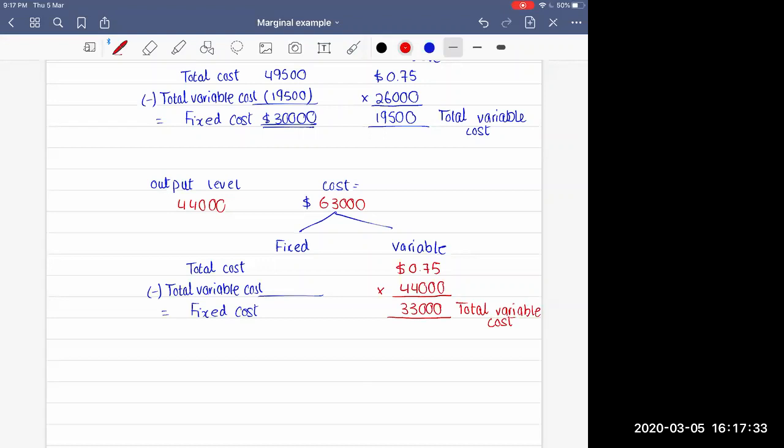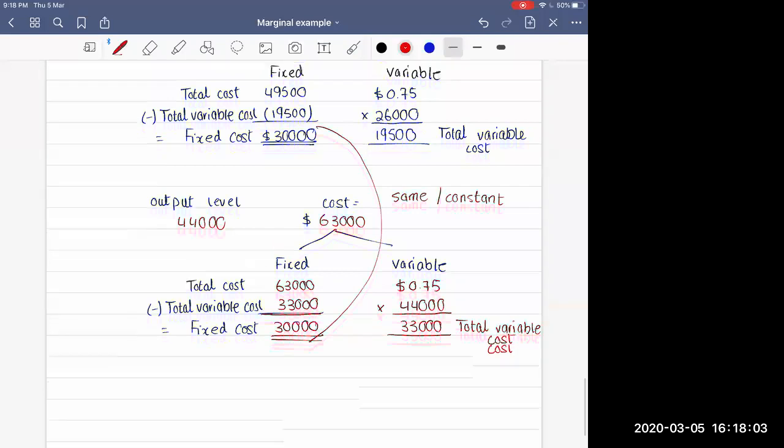Sir, if our total variable cost is 33,000 and our total cost is 63,000, 63,000 total cost minus total variable cost 33,000, I can calculate the amount of fixed cost. Hence, prove that har activity, har output level pe hamari fixed cost kya rehti hai? Constant rehti hai. Humne jab 44,000 units pe apni fixed cost calculate ki, that was 30,000.